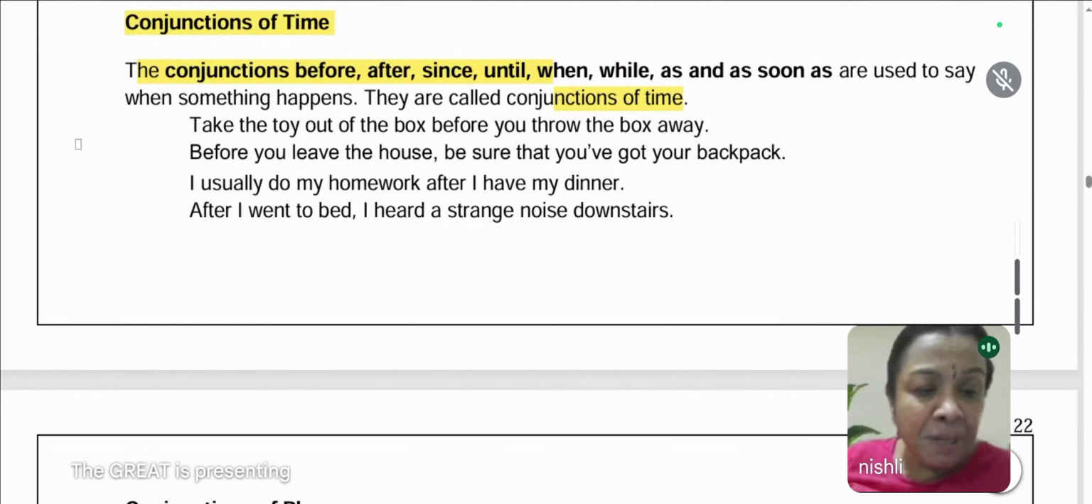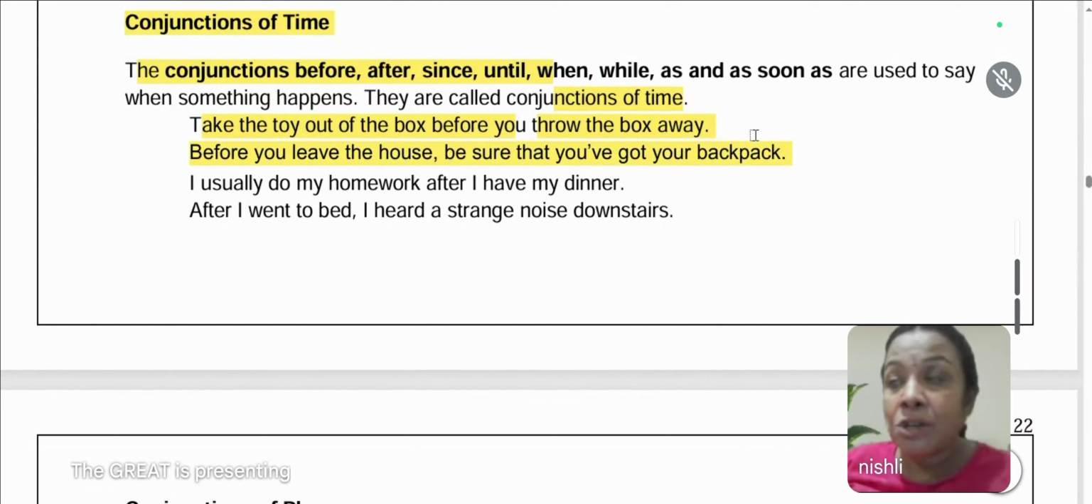For example, take the toy out of the box before you throw the box away. So before you throw the box away, take the toys out. Otherwise, you might throw the toys away too. So one person is cautioning somebody. So that is where before is used. Before you leave the house, be sure that you have got your backpack. So before you leave the house, before you lock the door and go, make sure that you've got your backpack too. After locking the house, don't search for your backpack. That's what, after leaving the house.